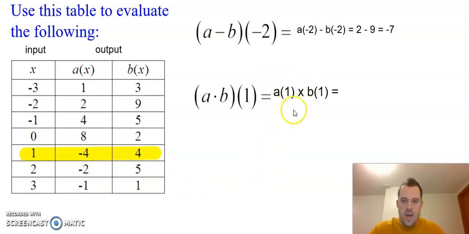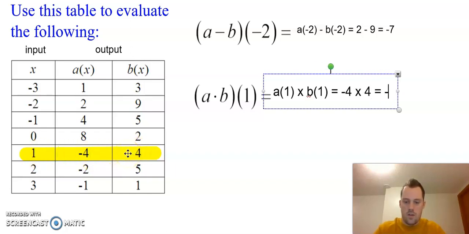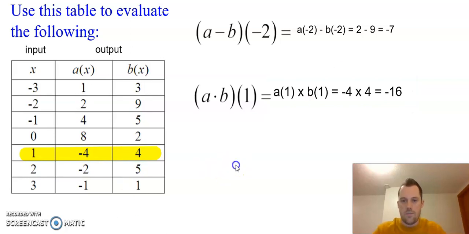Right? So a of 1, if 1 is our input, our output is -4. And that's going to be multiplied by b of 1. So input of 1 into our b function, and we get 4. And that's going to be equal to -16.